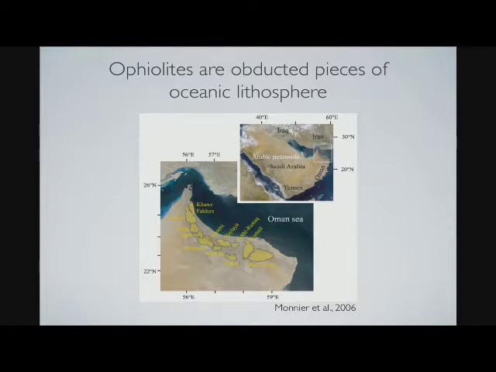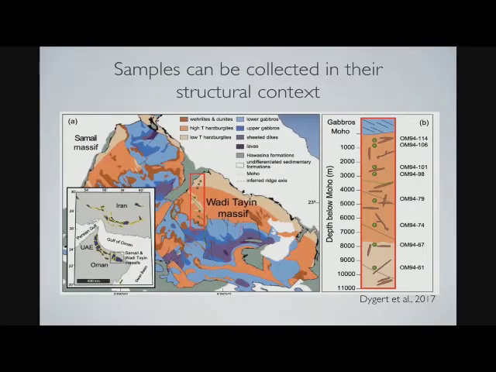The interpretation is that the mantle and crust you see here were once a spreading ridge, and then they became part of a subduction zone environment and then got pushed up during collision. And so if you go here, you can do really nice detailed transects. So this is an example from Nick Digert's work.